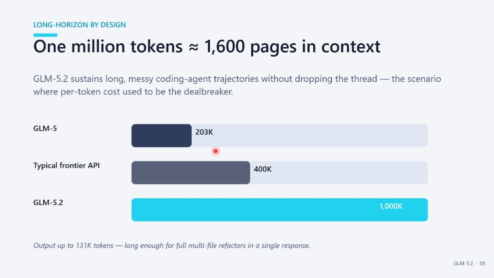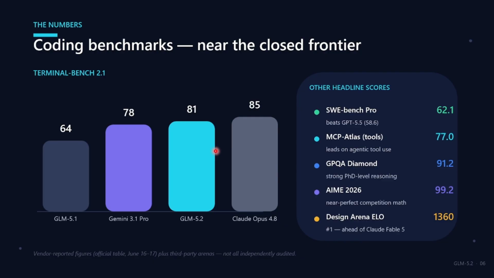One of the biggest strengths of GLM 5.2 is its long context. A 1 million token context means a model can keep a lot of information in memory at the same time. For coding, this is very useful. It can read many files, understand a large project, and keep track of changes across long sessions.